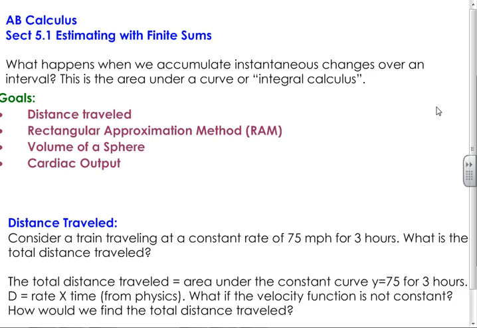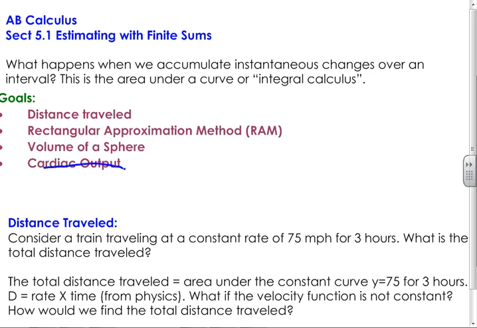So we're going to look at the distance you travel. We're going to do a rectangular approximation method. This author calls it RAM. I don't care for it, but it works, I guess. And we may do volume of a sphere. We're not going to do cardiac output. I could just cross that out.